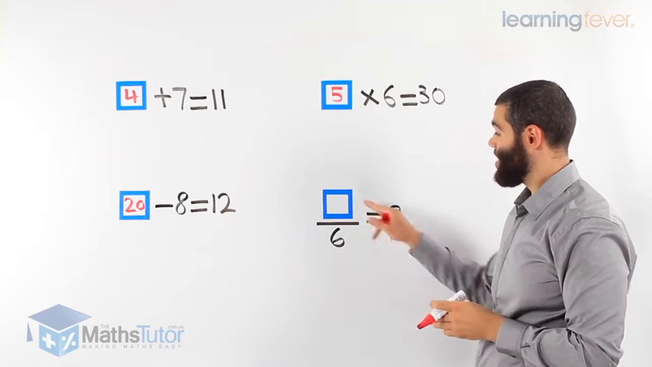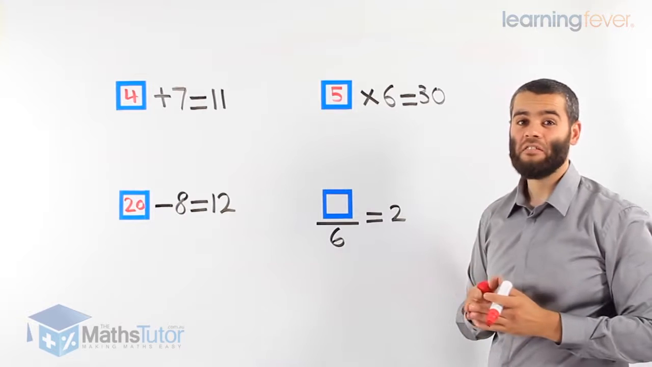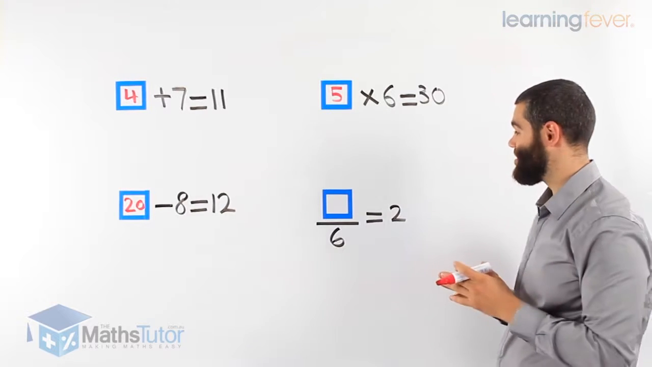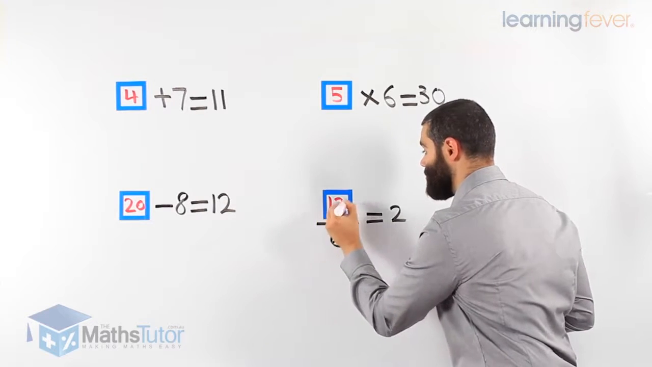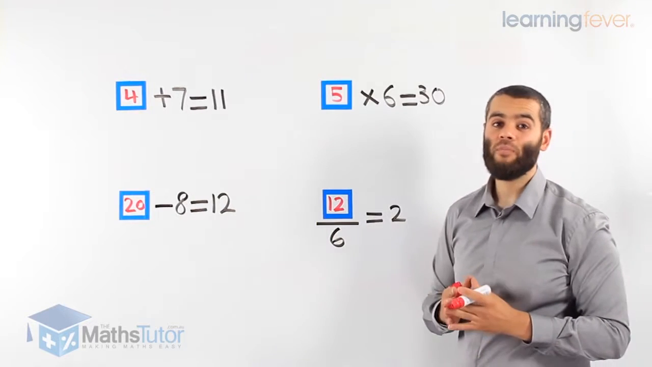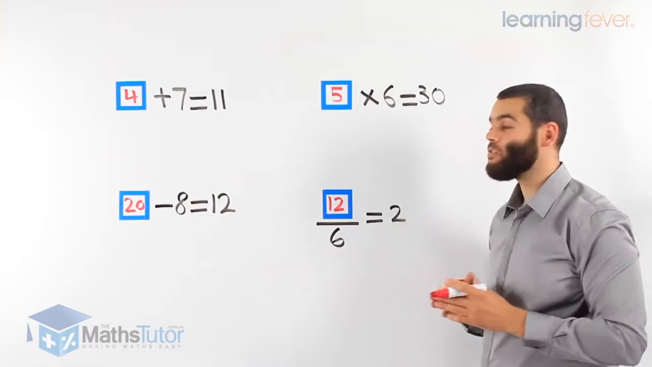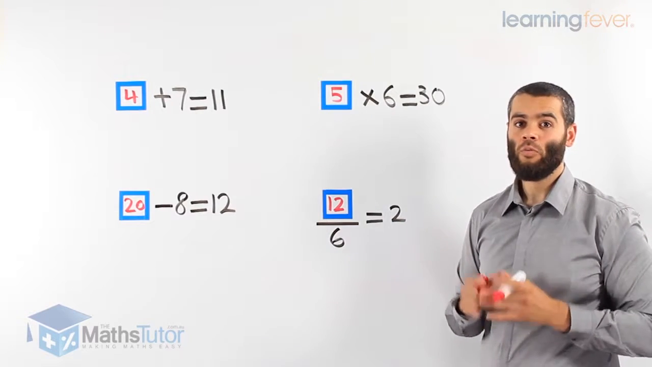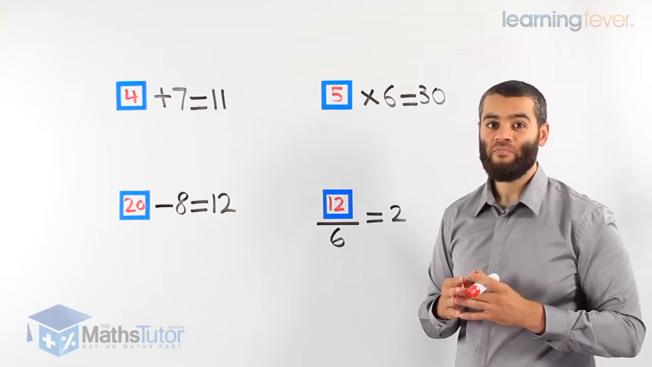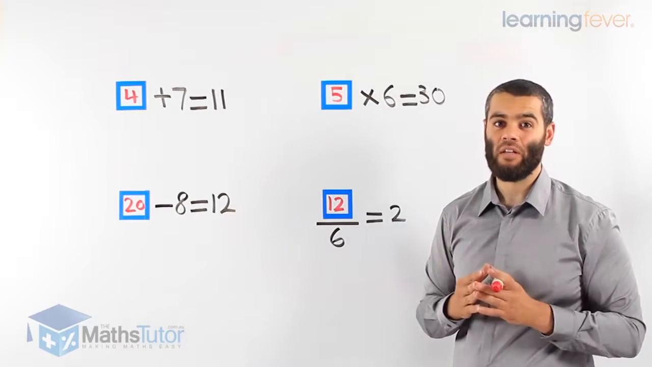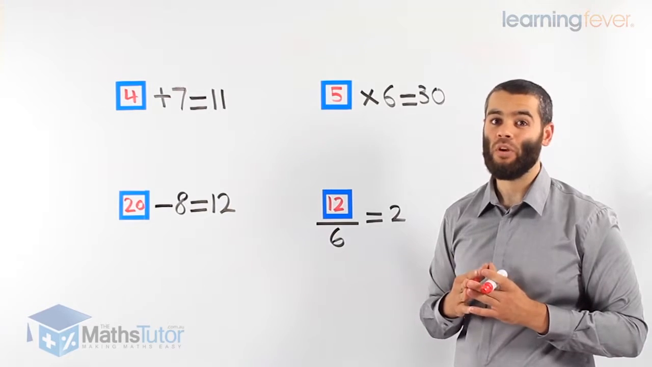Then, something divided by 6 equals 2. Well, that's a hard one. Must be 12. 12 divided by 6 equals 2. Okay, what are we trying to say? How has this got to do with equations? Your brain actually does equations without you knowing, but of course doesn't do any working out.